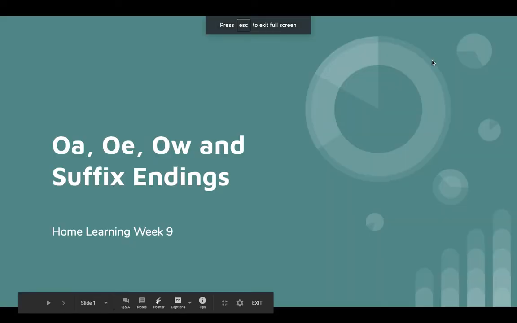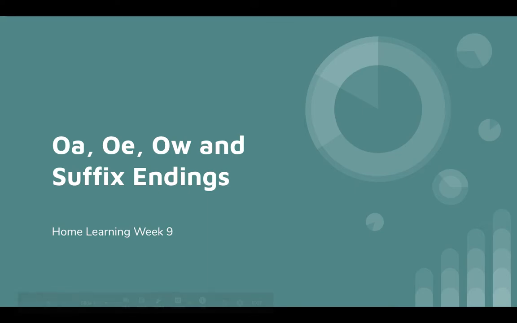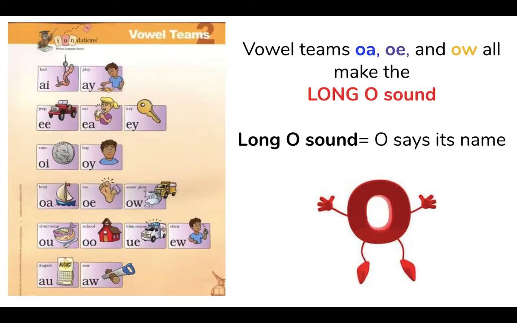All right, students, let's go ahead and take a look at our spelling words for this week. Our spelling word pattern is O-A, O-E, and O-W, just like last week, but this time with suffix endings. Remember that the vowel teams O-A, O-E, and O-W all make the long O sound. The long O sound is when O says its name.